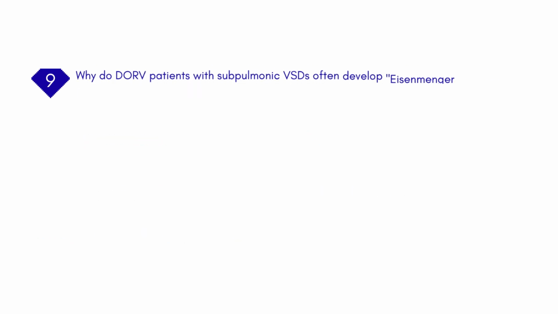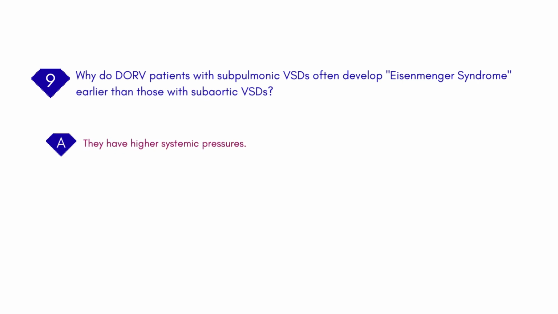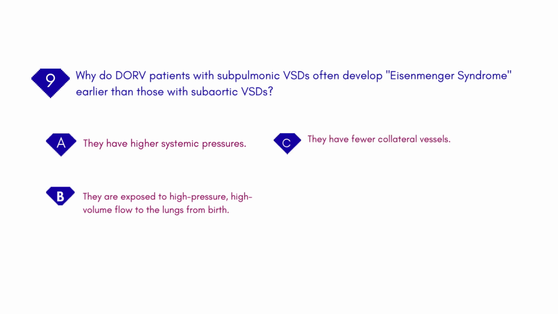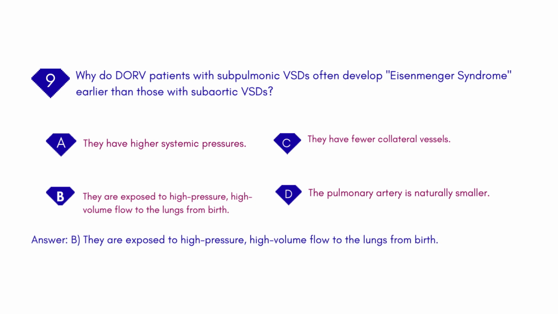Why do DORV patients with subpulmonic VSDs often develop Eisenmenger syndrome earlier than those with subaortic VSDs? A. They have higher systemic pressures. B. They are exposed to high pressure, high volume flow to the lungs from birth. C. They have fewer collateral vessels. D. The pulmonary artery is naturally smaller. Answer: B. They are exposed to high pressure, high volume flow to the lungs from birth.